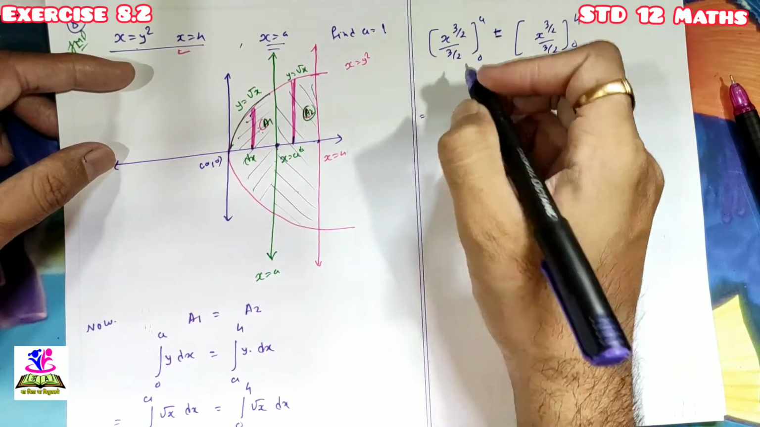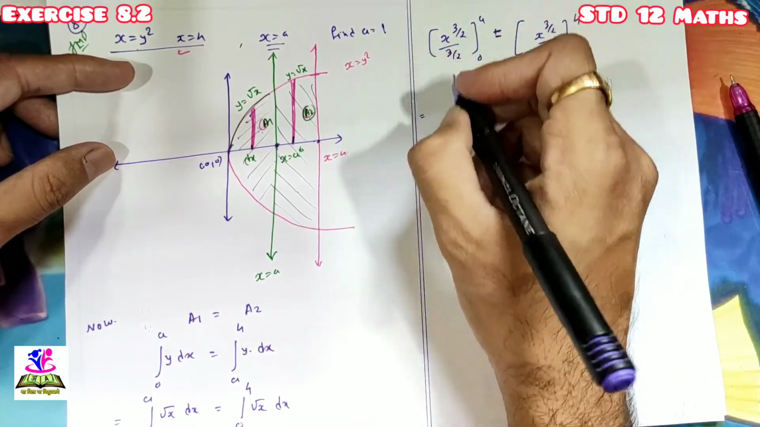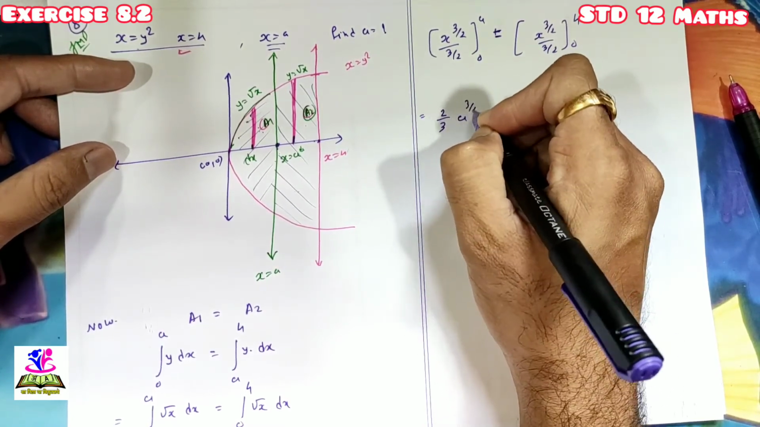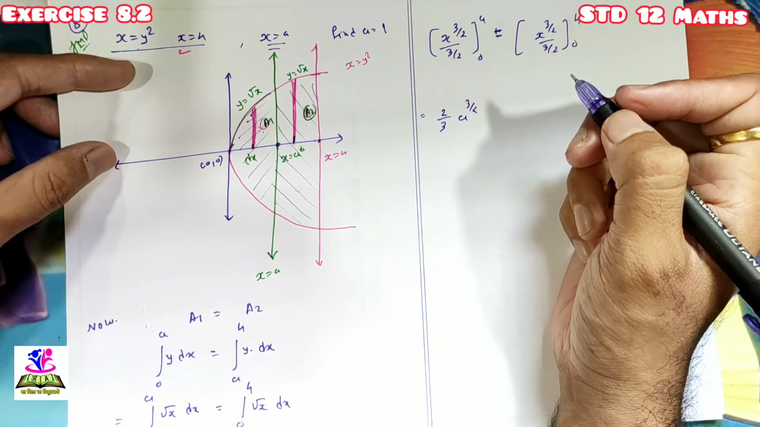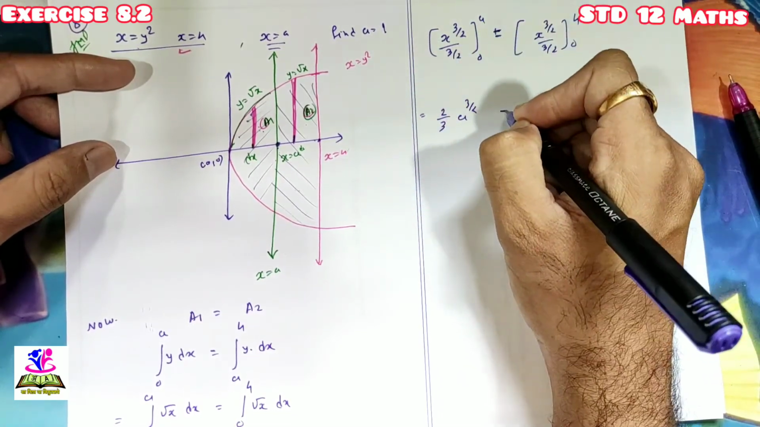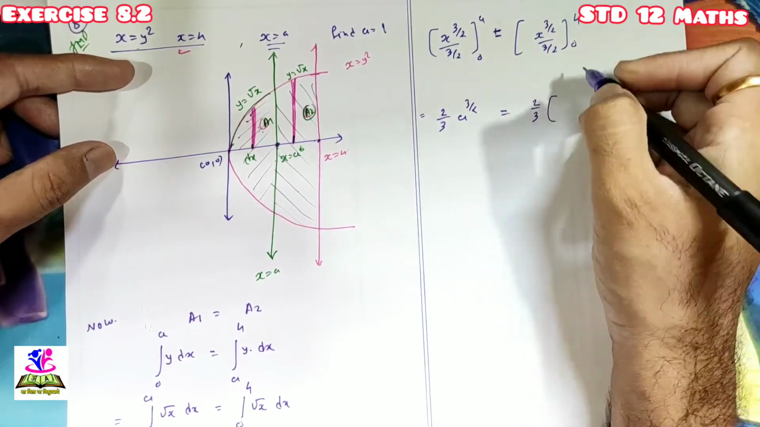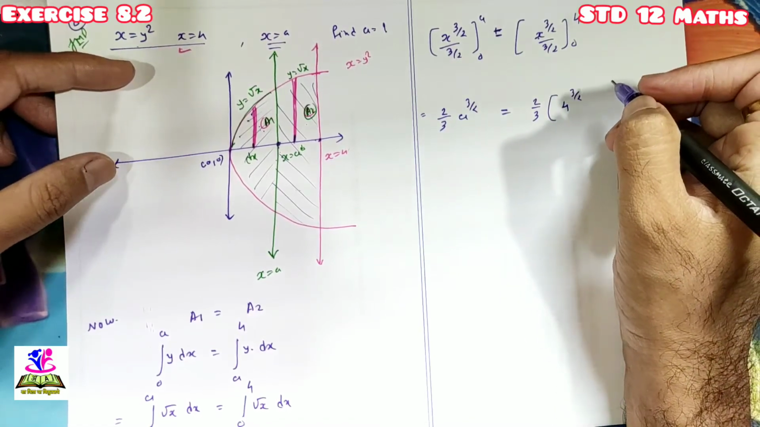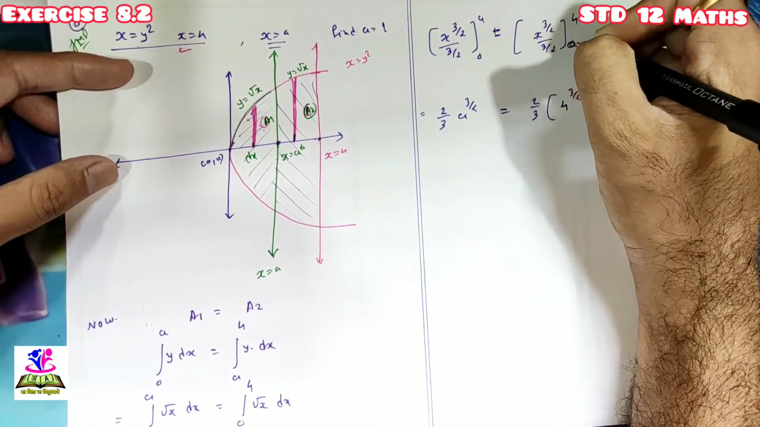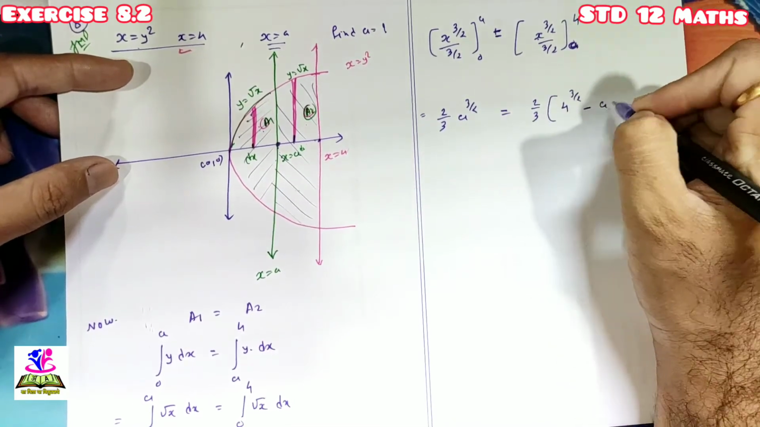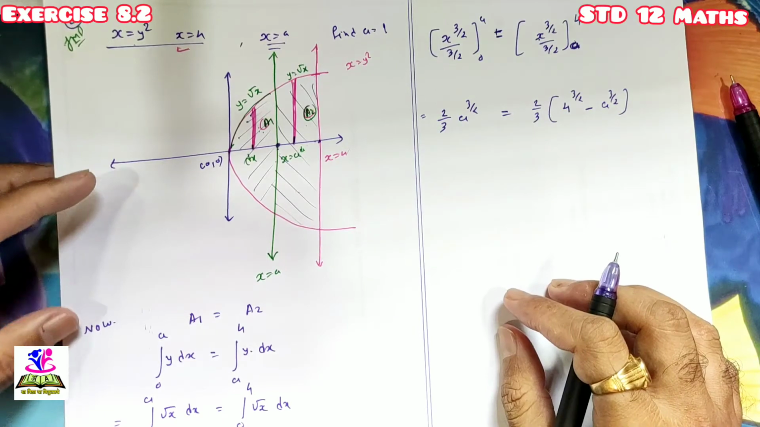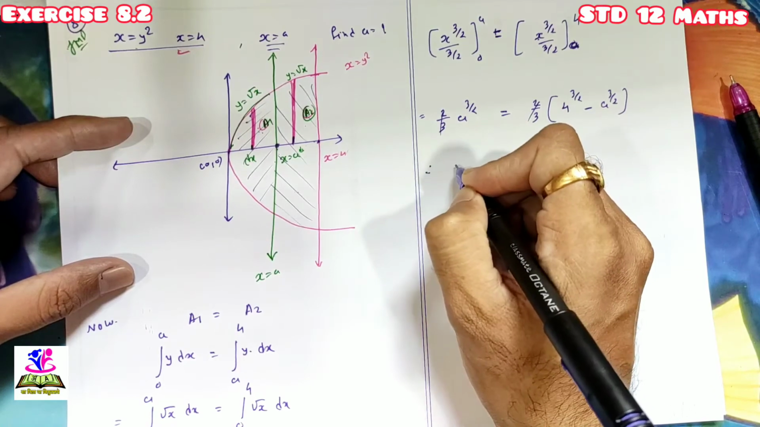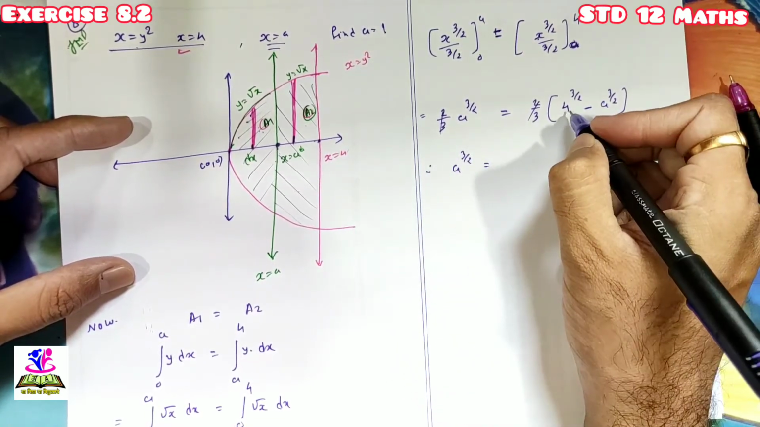Put the values of limits. So here x equal to a, and taking this 2/3 outside from the bracket, it's 2/3 a raised to 3/2. Done. Putting 0 will give 0. So this is equal to, again 2/3, and here put x equal to 4, so it's 4 raised to 3/2, and here it was a, minus a raised to 3/2.